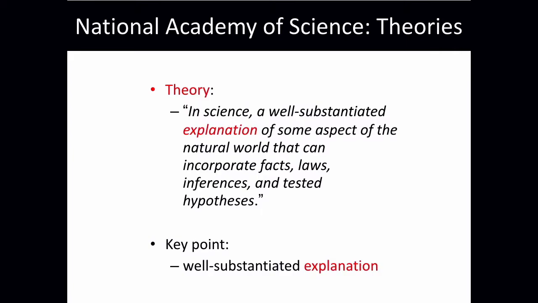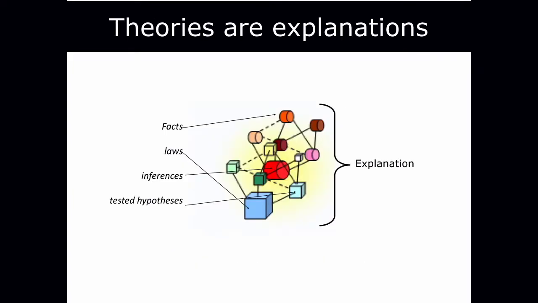And here's what they said. A theory in science is a well-established explanation of some aspect of the natural world that can incorporate facts, laws, inferences, and tested hypotheses. One of the key points here is a theory is defined by its explanatory power, that is, what it accounts for in the world. And a theory is something quite complicated. It's not something simple. It's an amalgamation of many ideas.